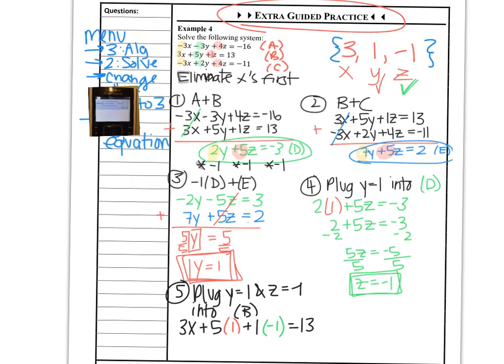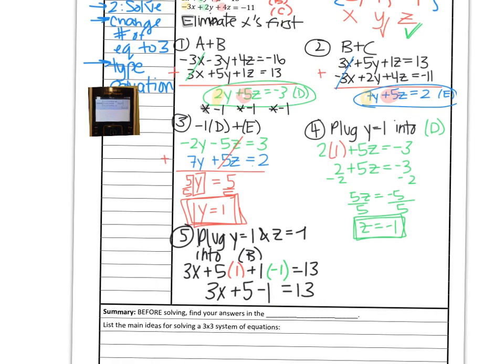So we're solving. We've got 3x plus 5 minus 1 equals 13. You should be able to solve that pretty easily just by simply adding 5 and that negative 1. So this should give you 3x. I'm just going to move my work over here. 3x plus 4 equals 13. Subtract your 4, you have 3x equals 9. Divide by 3, x equals 3.